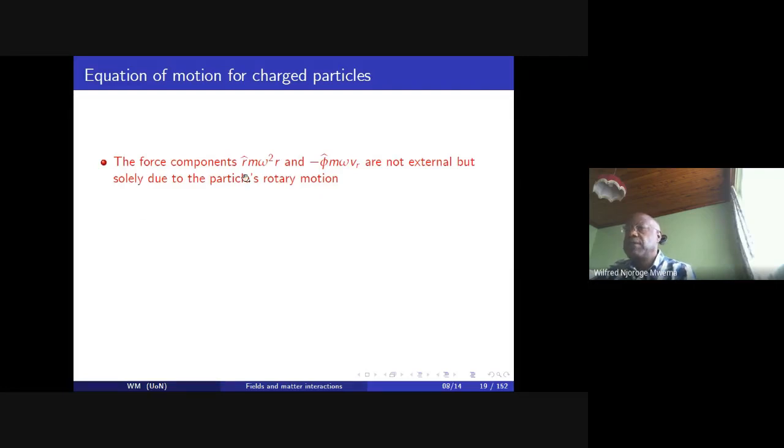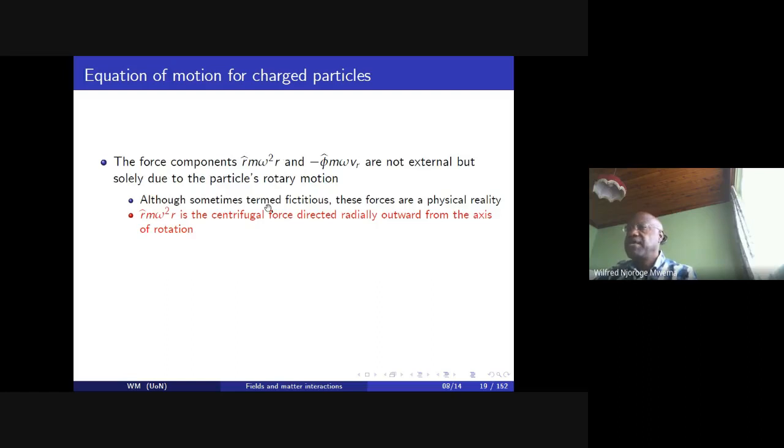So the force components are m omega squared r and minus phi cap m omega vr. They are not external, but they are just because of the rotary motion of that particle. And although they are usually referred to as fictitious, the forces are actual real values. Okay? The first term here is what you met in mechanical engineering. It's a centrifugal force that is directed radially outward from the axis of rotation.